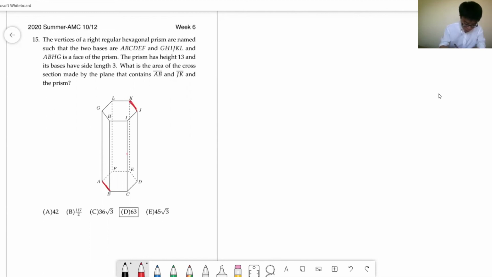So it passes through some middle point on IC. It also passes through a middle point on LF. So let me call this point M, this point N. So our goal is to find this area. Okay, now let me draw this section. It's also a hexagon, but not regular.